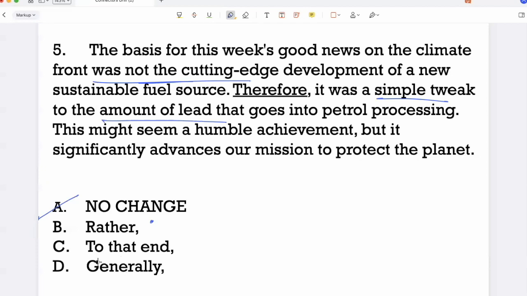So I like that. To that end is used when you're trying to talk about reaching a goal, right? So the players wanted to make sure that they qualify for the Olympics. To that end, they trained heavily at the gym every week. So to achieve that goal, they trained heavily at the gym, right? So again, that doesn't fit the context of what we are saying. And generally is used in the sense of generally speaking, or in a sense of talking about the general state of things. And that's not a good connector here, because here I need something that expresses the contrast between the sentences. So it's option B.